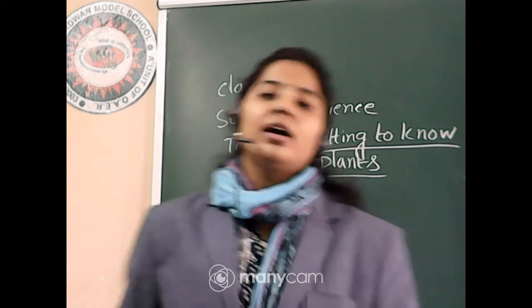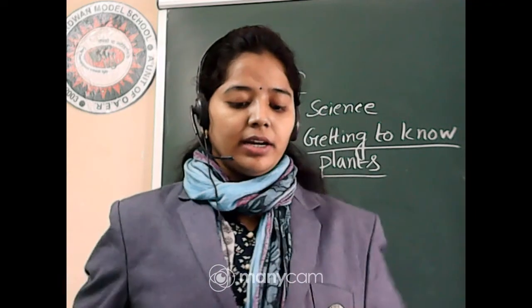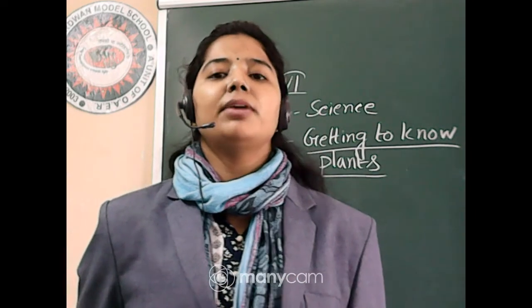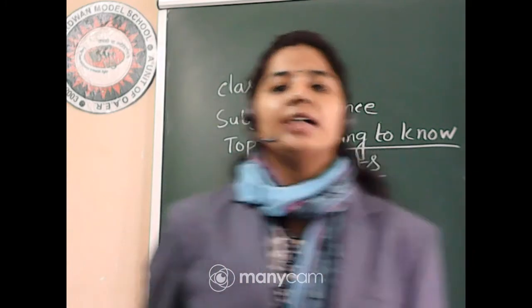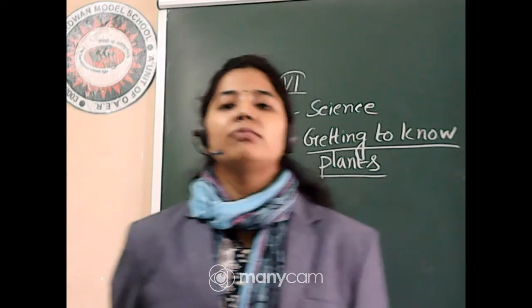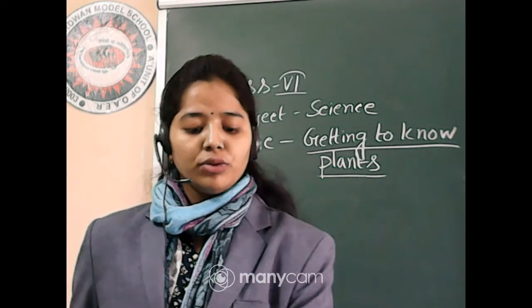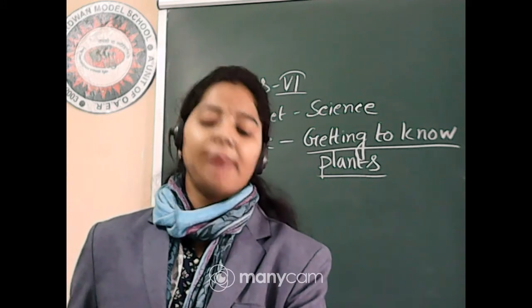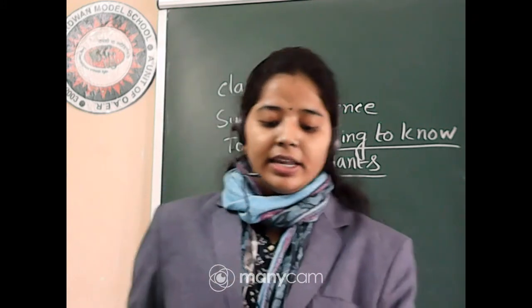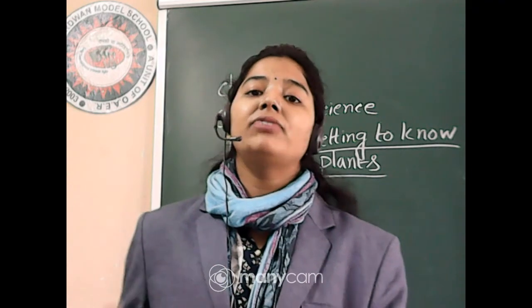Today I am going to discuss a new chapter from your NCERT science book, Getting to Know Plants. You must have seen many plants around you. Some are very big, some are very small, some have different branches, and some have stems that are different from other plants. To understand the difference between plants of different kinds, you must have an idea about the different parts of plants.